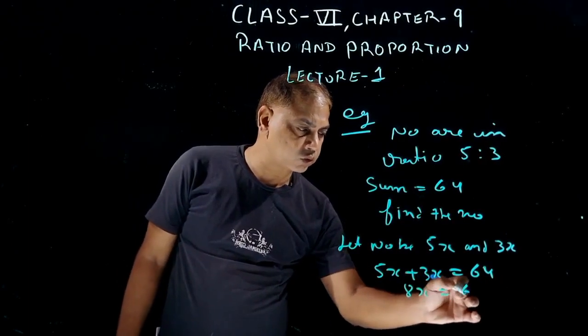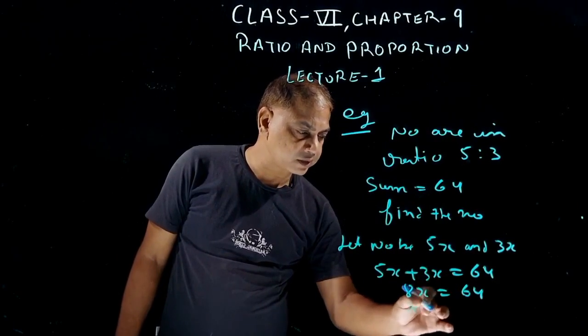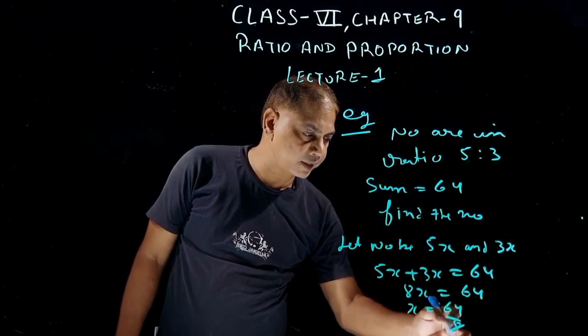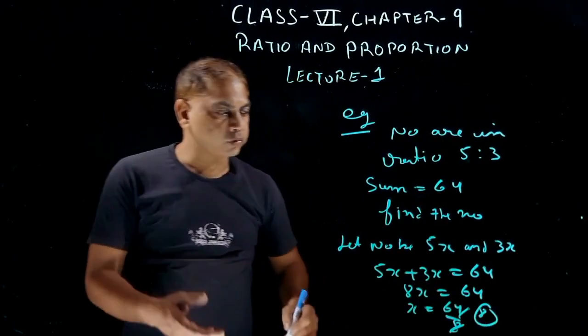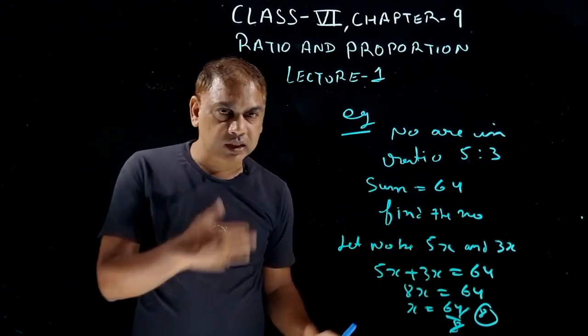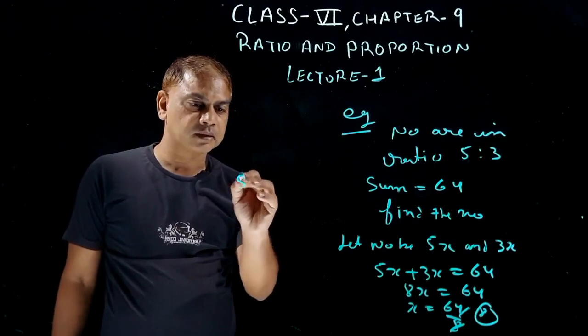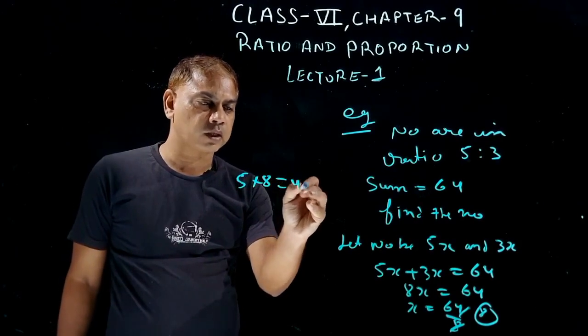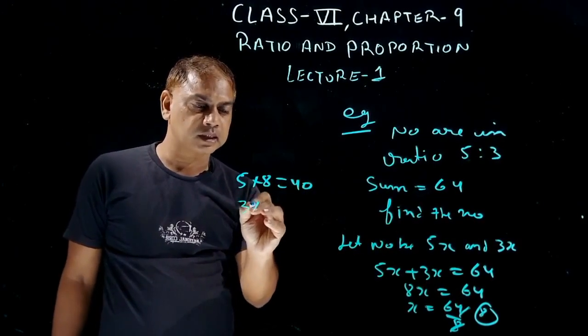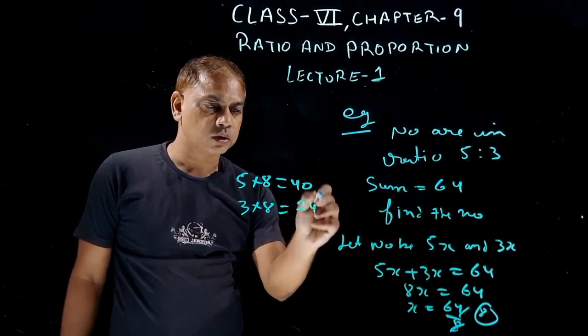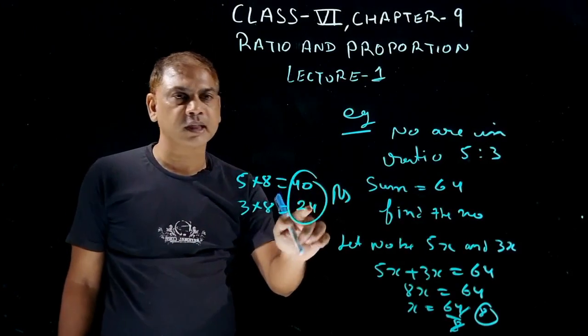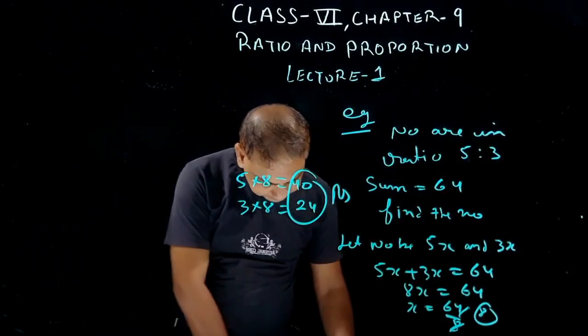8x is equal to 64. x is equal to 64 upon 8. So value of x is 8. We have to find out the numbers. So our numbers are 5x, that is 5 into 8, that is 40, and 3x, that is 3 into 8 is equal to 24. So this is our answer. Numbers are 40 and 24. Clear hai students?